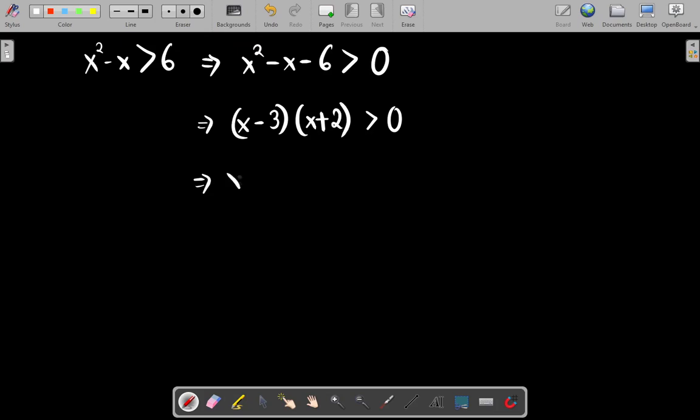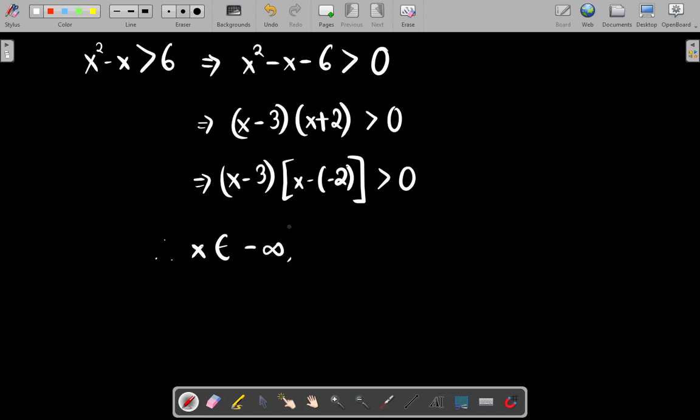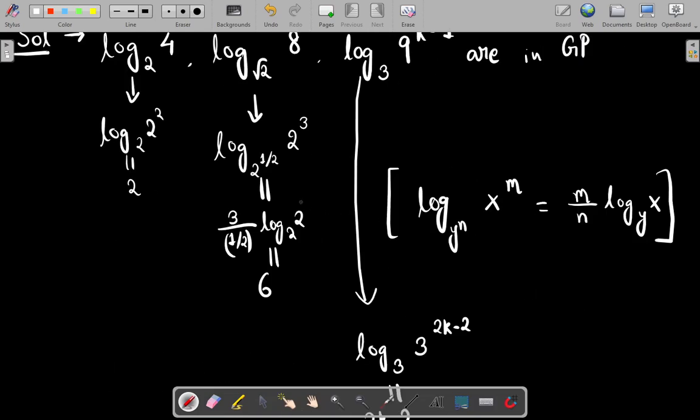So this can be written again as (x − 3)(x − (−2)) is positive. So this implies that x has to be smaller than the smaller number. The smaller number here between 3 and −2 is −2, right? So x lies in the range from minus infinity to −2, since it is a strict inequality, and has to be larger than the larger number, which is 3 in this case. So this is the first condition, where x is an integer.